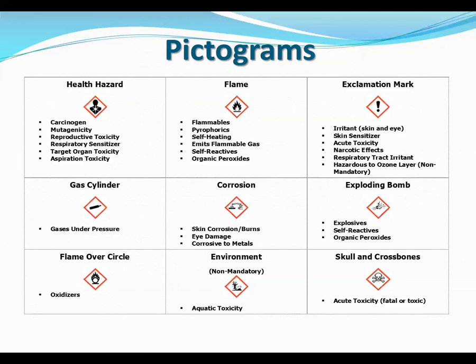Corrosion. These have the hand at the bar with the test tubes pouring a substance on top of them. Your exploding bomb hazards. Oxidizers, or the flame over circle. And environment. This is one we haven't touched on. These are aquatic toxicity hazards. The pictogram itself is, again, the red diamond with what looks to be a dead tree in the background and a fish laying on a rock. Again, probably a dead fish.